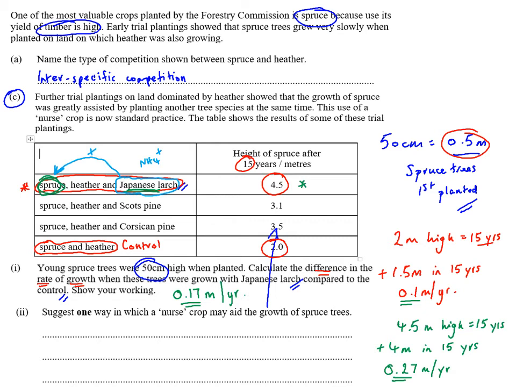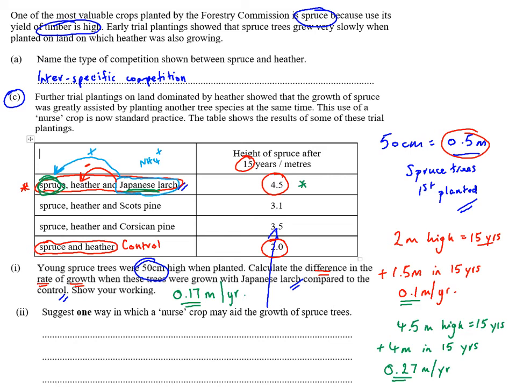One other suggestion we could say is that the larch, different to increasing the growth of the spruce tree, might somehow inhibit the growth of the heather. It says in the question that heather actually has a negative impact on spruce growth. So we could say the Japanese larch makes some sort of inhibitors that prevent further growth of the heather, which allows more spruce to grow to a higher level. So, suggest one way in which a nurse crop may aid the growth of spruce trees.